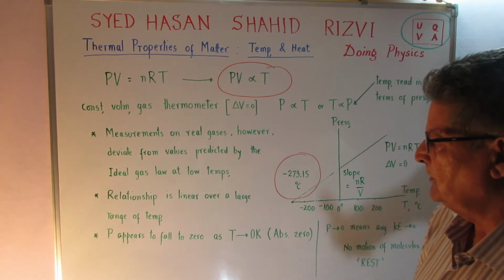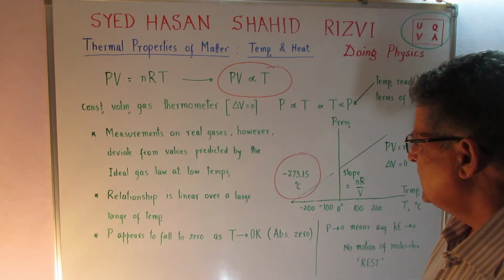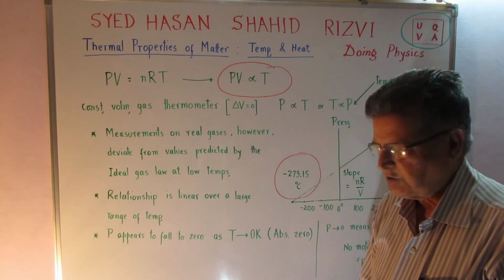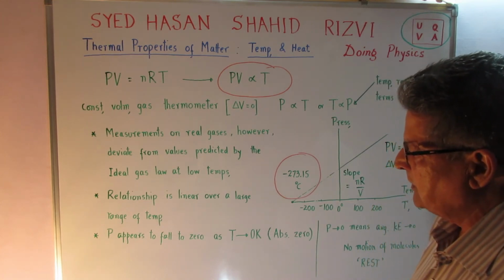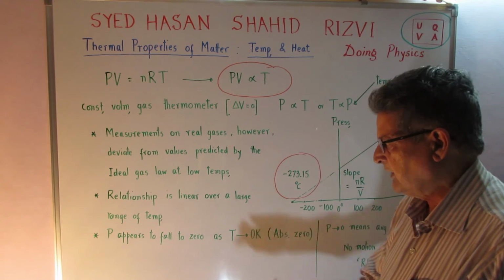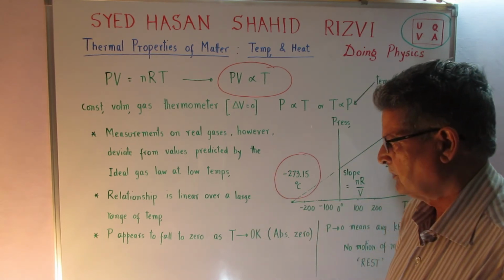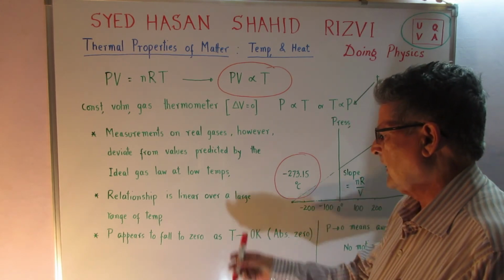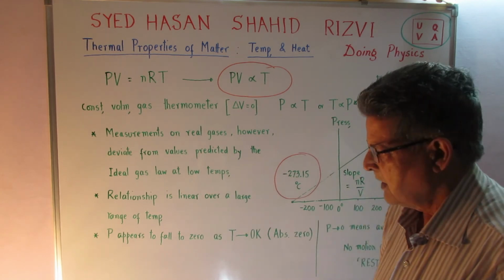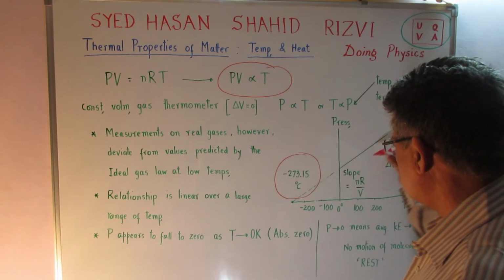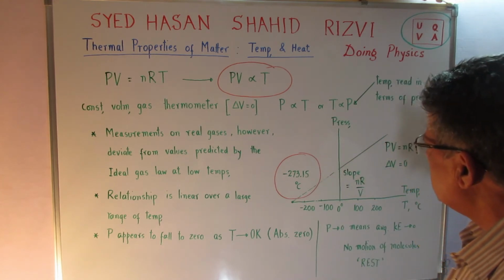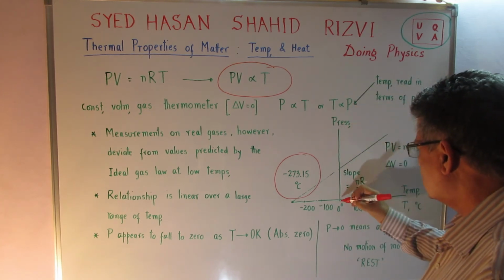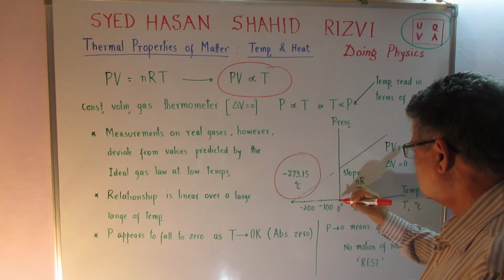One of the important things that occurs is that the gas no longer remains a gas. At low temperatures it may become a liquid, and later on it can become a solid. However, the relationship is linear over a large range of temperature, and from the graphs that we get, towards this absolute zero it appears that the pressure will fall to zero.